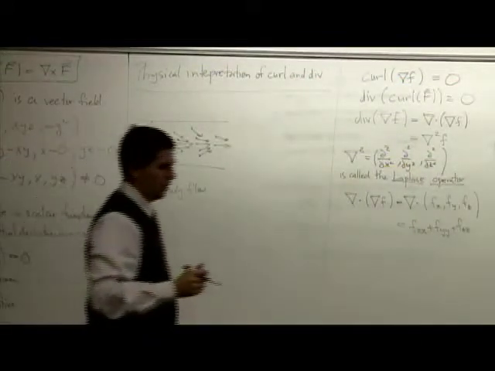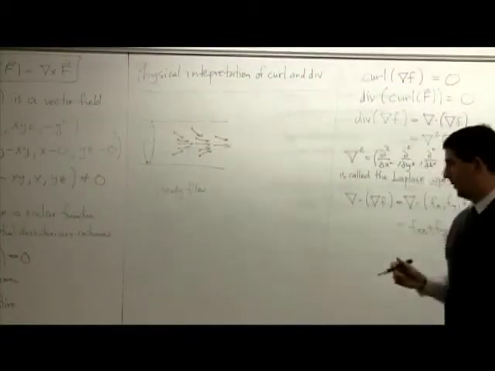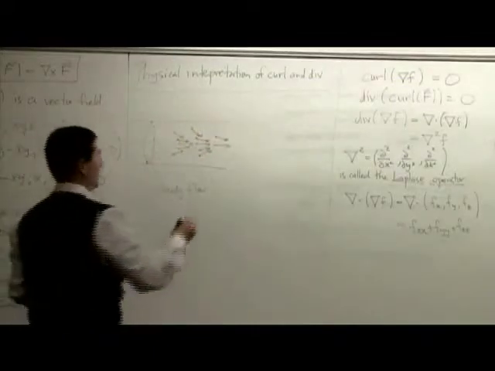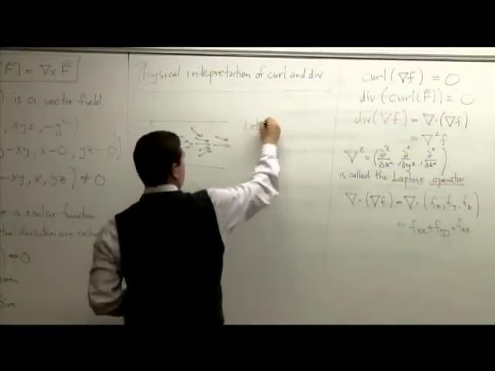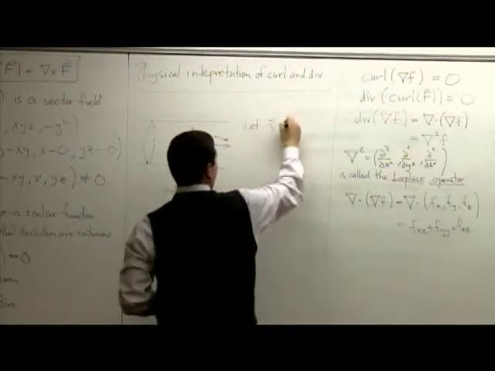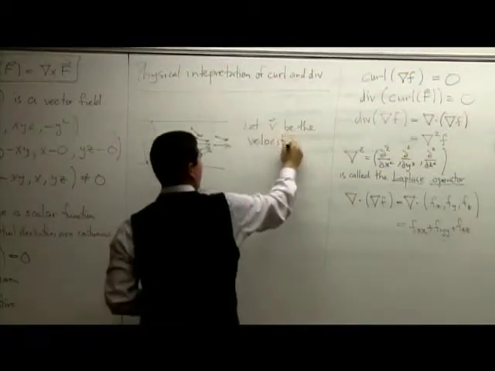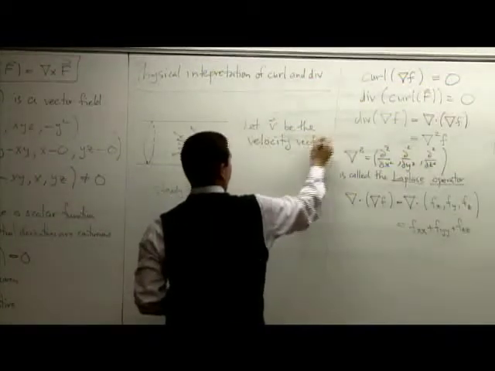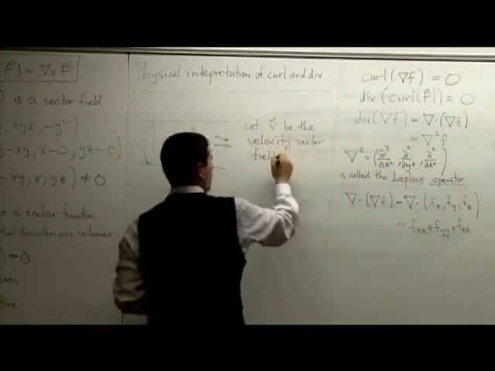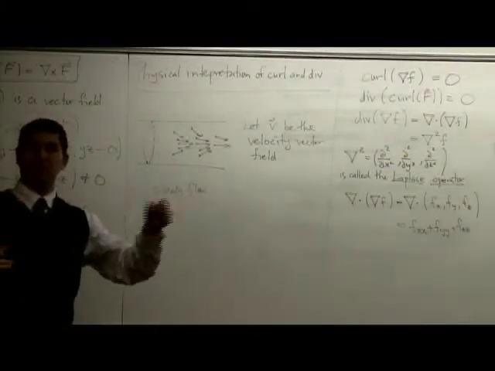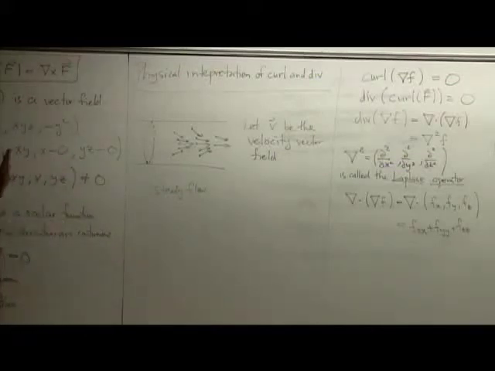Okay. So the vector field is associated to this picture, right? And we call it V. So let V be the velocity vector field. By velocity vector field, I mean at every given point, I draw the velocity vector. Okay, so the size of the vector is how fast you're going. The direction is what direction.